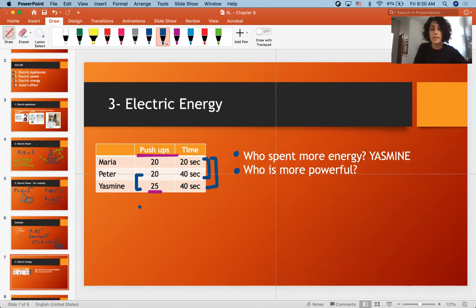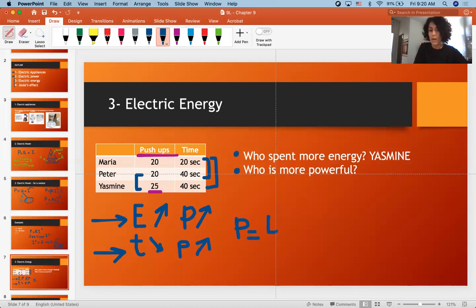What does this mean? It means that the more push-ups you do, push-ups being the energy, the more power you have, and the less time you take, the more power you have, which means power and energy are proportional. Power and time are inversely proportional, and this leads me to the equation: power is energy over time. I took the energy to be in the numerator and the time to be in the denominator to show that power and energy are proportional, power and time are inversely proportional.